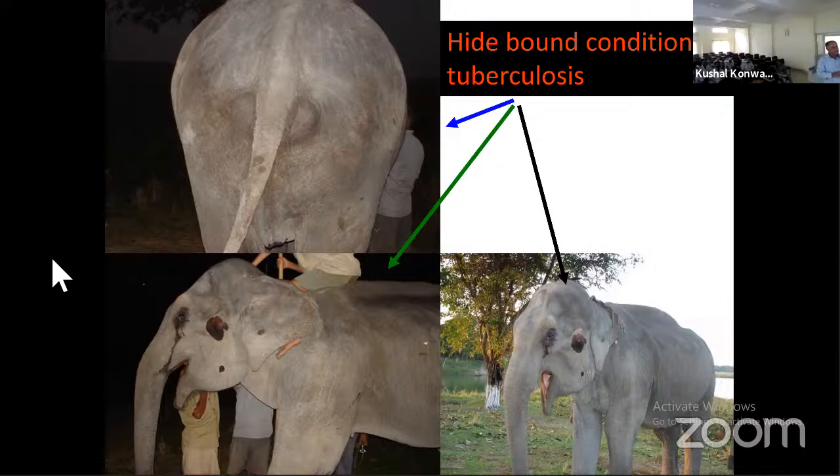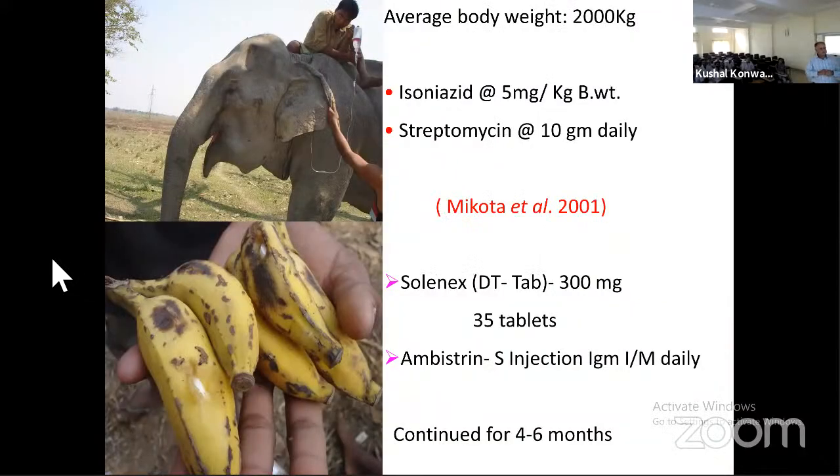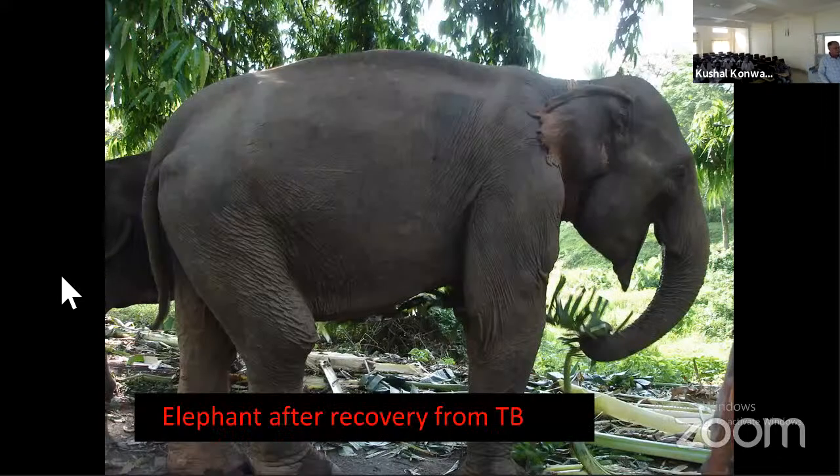And these 2 elephants we treated with the human formula, that is isoniazid and streptomycin combination. And in the other one, Solanex, ampicillin, like that. And the treatment continued for 4 to 6 months. And fortunately, in both the cases, they responded and became negative after about 5 months. But we continued treatment for 9 months. And both the elephants are still surviving. Now, the survivor after the tuberculosis infection, you can see that.